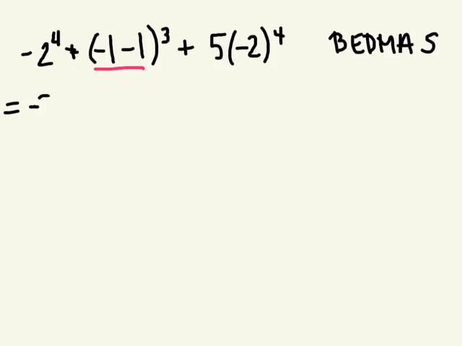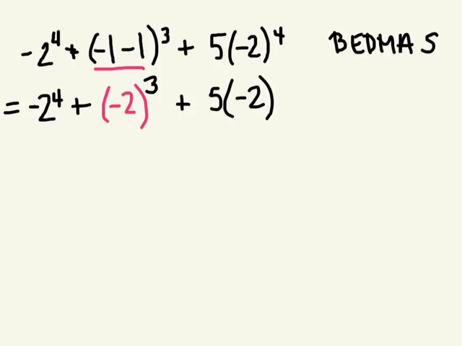Good, so we're going to rewrite the whole expression, but we're going to solve the brackets. -1, take away 1 is -2. Okay, so write it in order, step by step. Do one step at a time. What's the next operation I need to figure out?